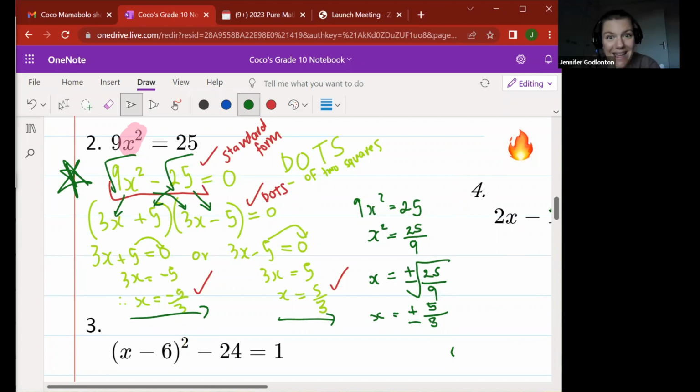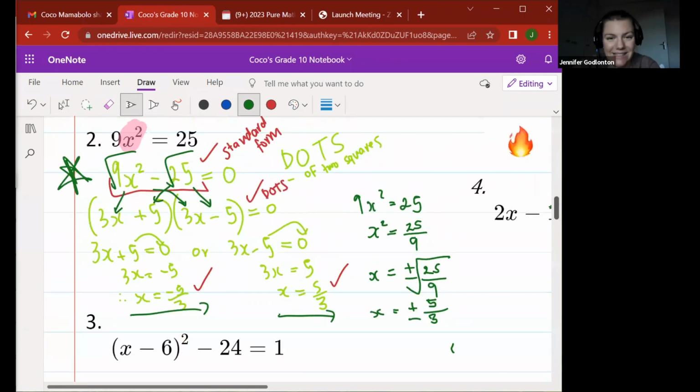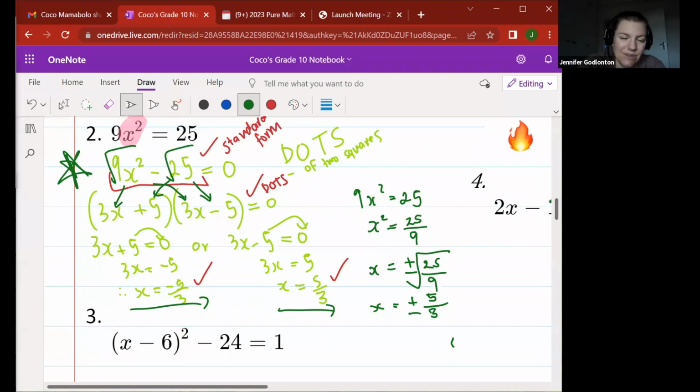Yes, we expand. Excellent. So if we have that x minus 6 squared, remember, we can't just say that that's x squared plus 36. We need to write that bracket out twice, and then we need to do our FOIL.